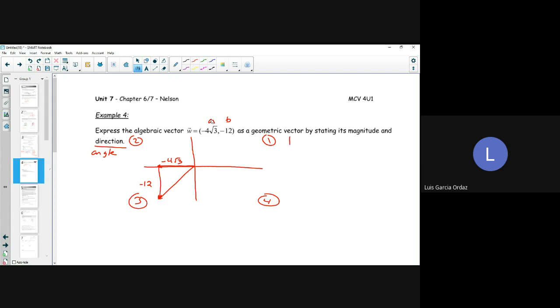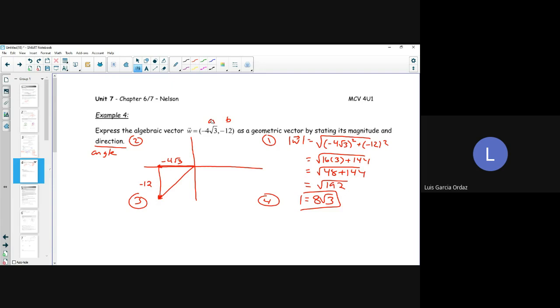So we get the magnitude of vector W is equal to the square root of negative 4 root 3 squared plus negative 12 squared. This is going to give me 16 times 3 plus 144. It's going to give me 48 plus 144, which is the square root of 192. If I simplify the radical, I would get 8 root 3. So the magnitude of vector W is going to be 8 root 3.